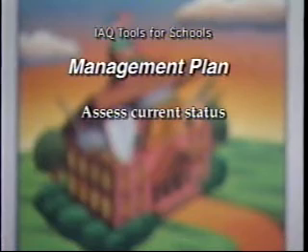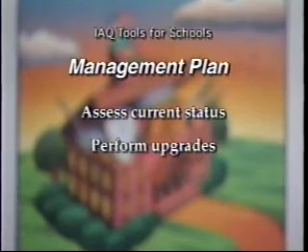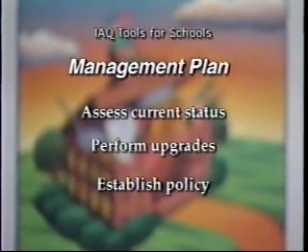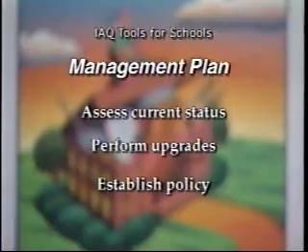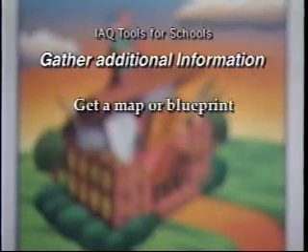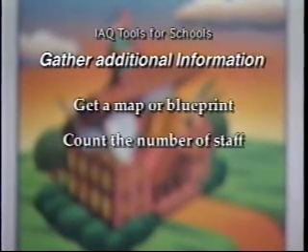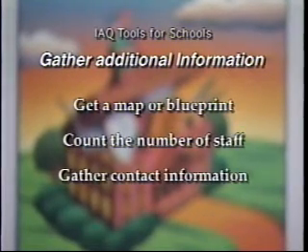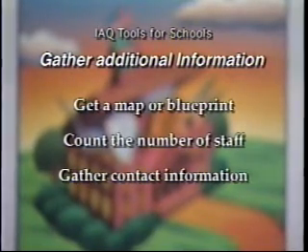The team's management plan is divided into 3 categories: assessing the current status of your school, performing repairs and upgrades, and final steps such as establishing your school's IAQ policy. The walkthrough is an important way to assess your school's IAQ status. Other information that should be gathered by the team to make starting an IAQ program easier include getting a map or blueprint of the school, counting the number of staff and their job category. You'll need this information to distribute checklists to the staff, and gathering the names and contact information for any outside contractors the school uses, such as maintenance staff or heating, ventilation, and air conditioning contractors.